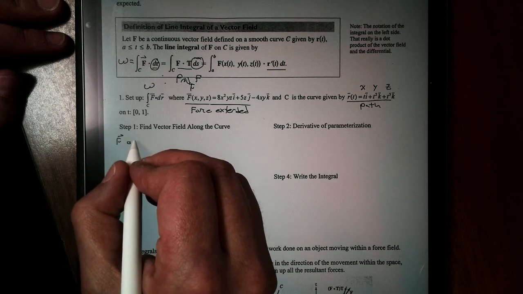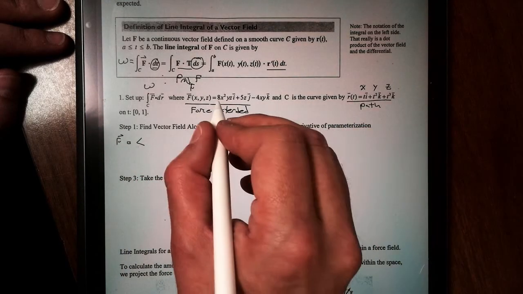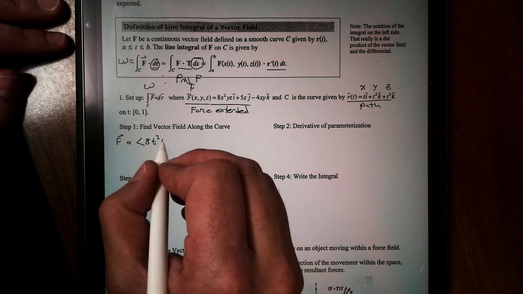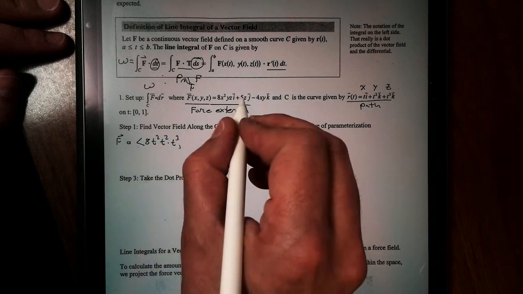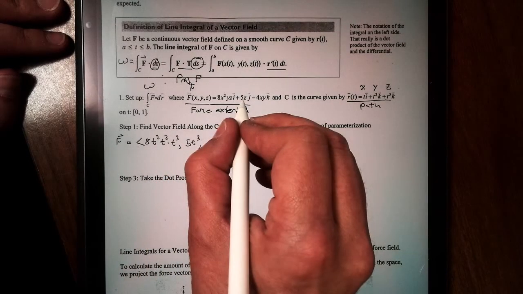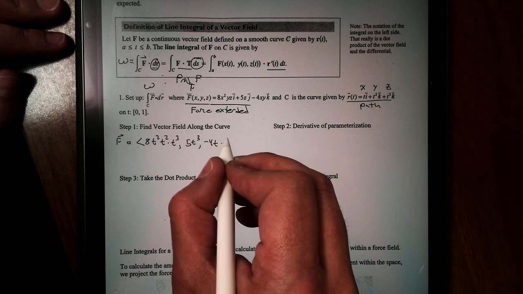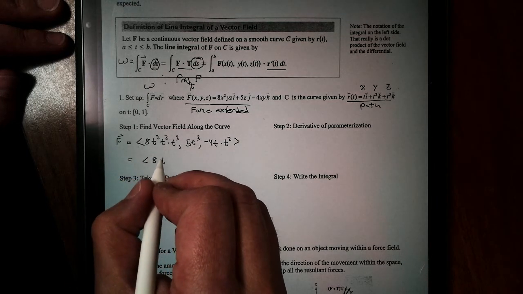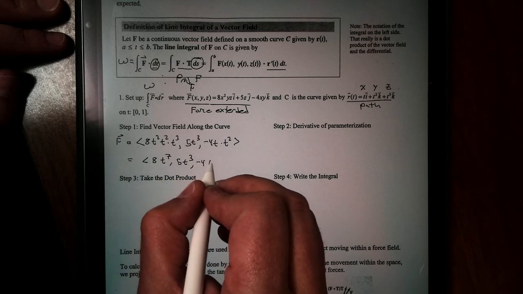So our force in terms of t would be the following. This becomes 8 t squared, because remember x is t, times y, which is t squared, times z, which is t cubed, comma 5z, which is t cubed, comma negative 4x, which is t, times y, which is t squared. And I can simplify this, and that's just going to become 8t to the 7th, 5t cubed, and negative 4t cubed.